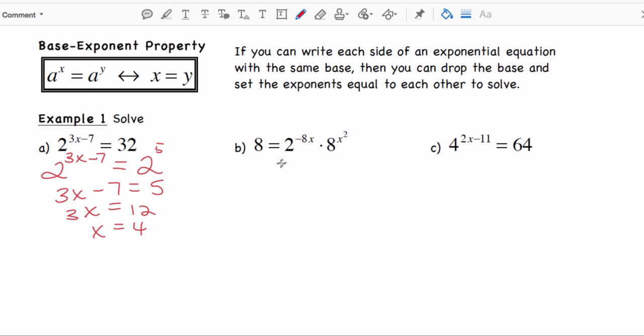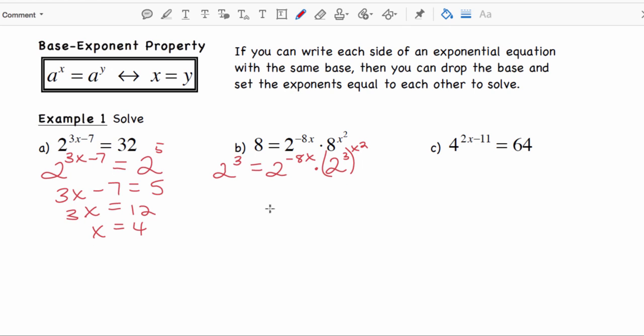Okay, this second problem, I have 2's and 8's, and I can write 8 as a power of 2. So let's change that 8 to 2 cubed. I'll bring this second 2 to the negative 8x down, and then this final 8 I'm going to write as 2 cubed. And that's being raised to the x squared.